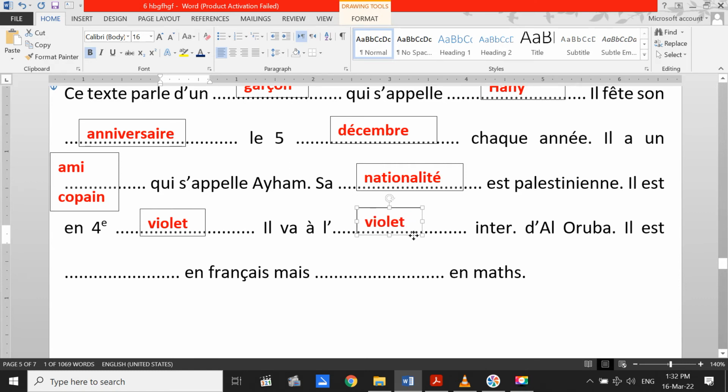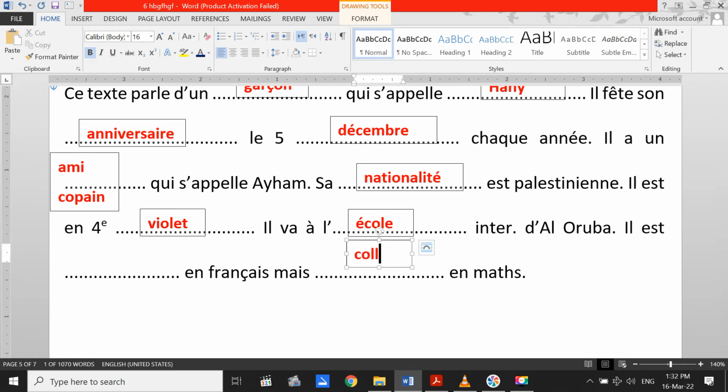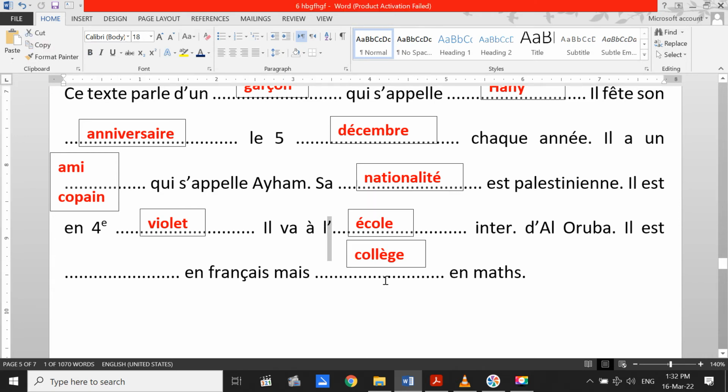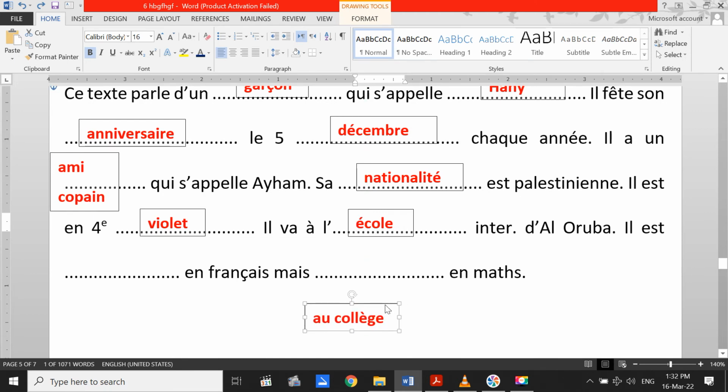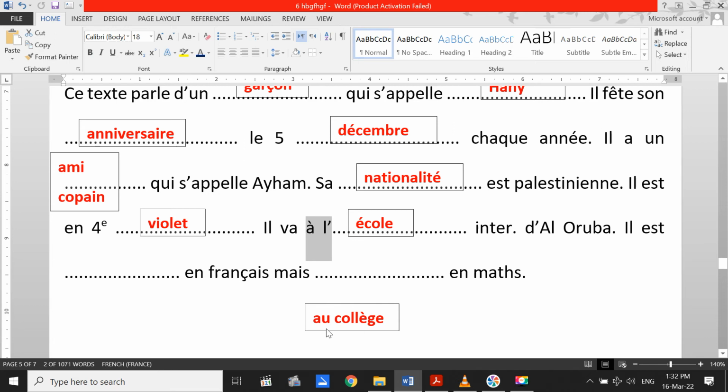Il va à l'école. Here, l'apostrophe, école, he's going to the school. Instead of école, we can write collège. But what is the problem? Collège means middle school, école means school in general. Why can't we say collège here? Because of the l'apostrophe. Collège would be with au, which means to the, which we studied before. But l'apostrophe is used because école starts with a vowel. So here, école is the answer. Collège can work in meaning, but it can't be grammatical because of l'apostrophe. If you wanted to use collège, it would be au instead of l'apostrophe.